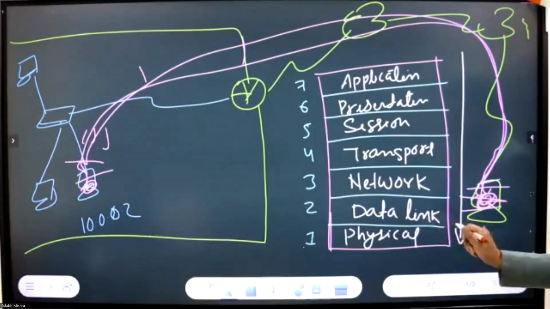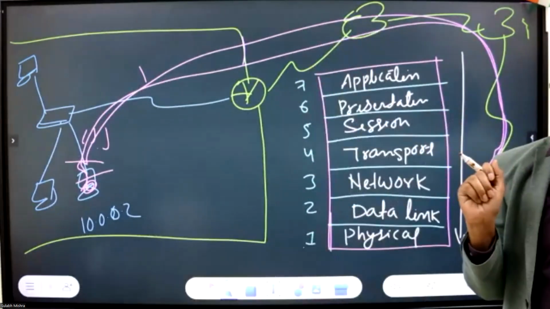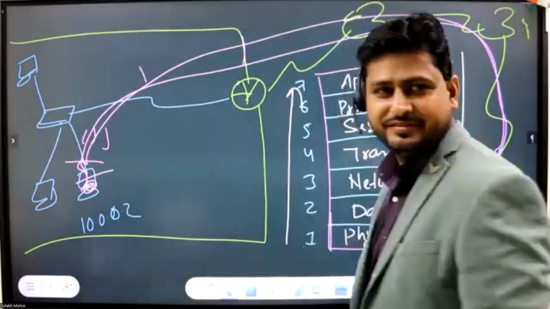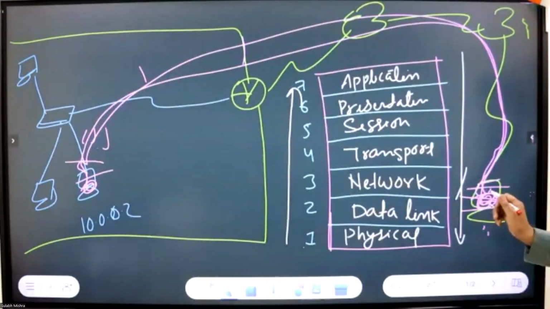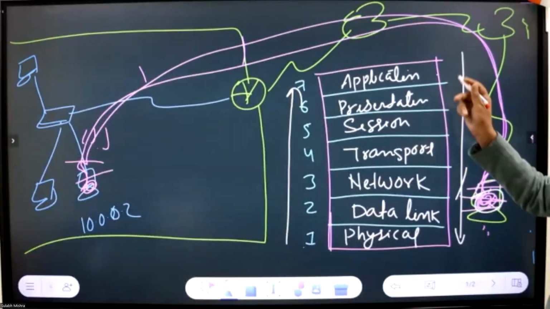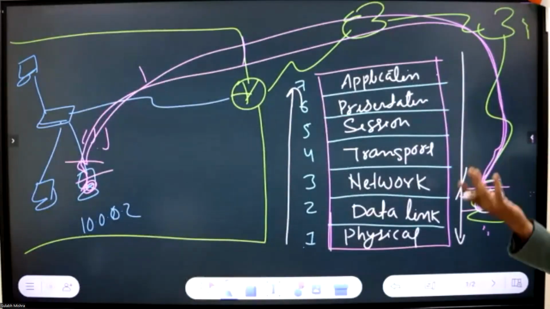Application to physical and physical to application, like this and then this. For example, you open the browser, right? Browser falls under the application layer. Get it? One, application, then presentation. In application, you'll open your browser, right?